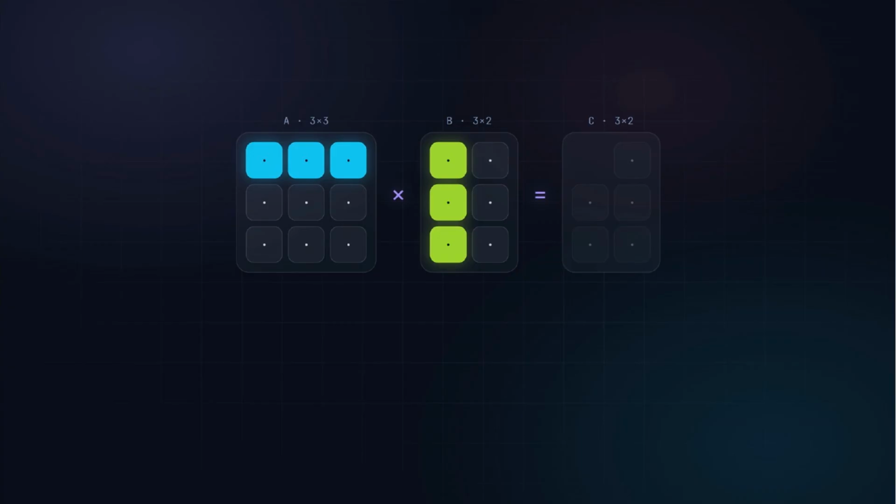Here's the whole idea in miniature. A 3 by 3 matrix, A, times a 3 by 2 matrix, B. To get the first cell of the answer, you take one row from the left, one column from the right, multiply the pairs, and sum them, that gold cell. That's it. One row, one column, one result cell. A single multiply and add.